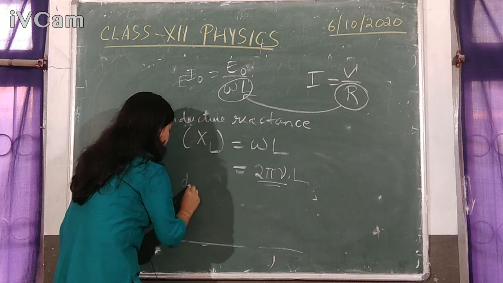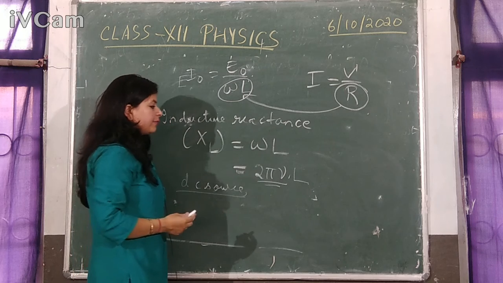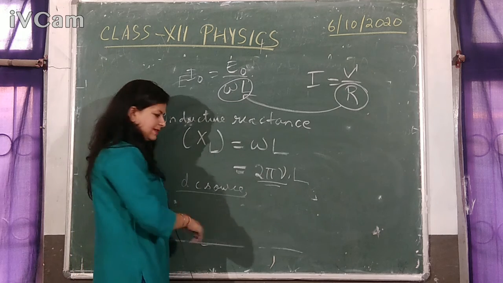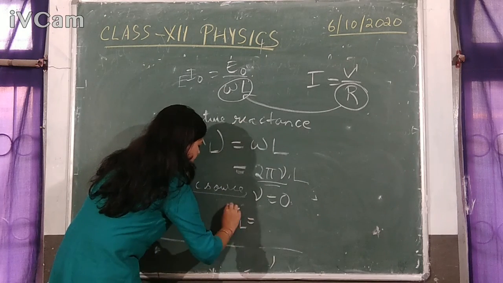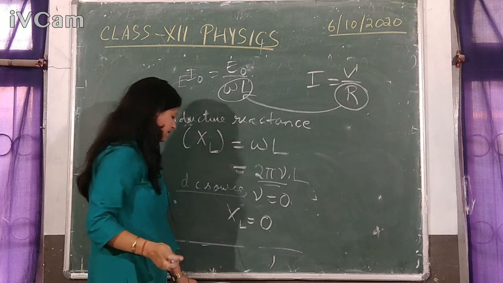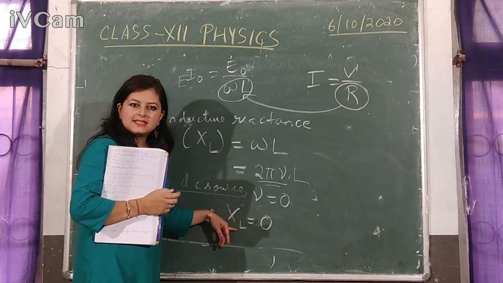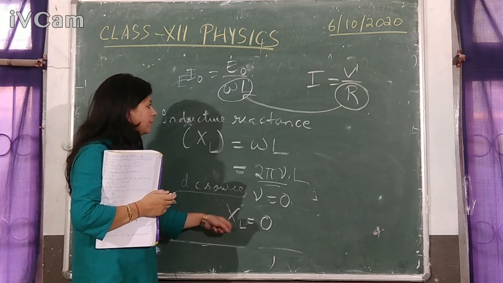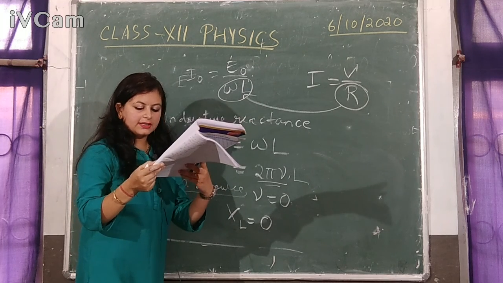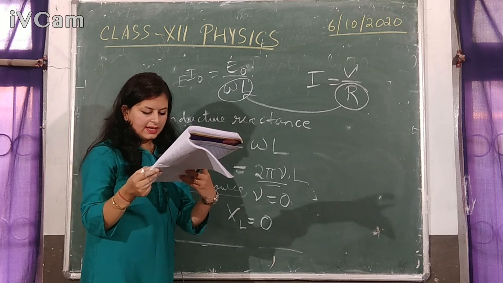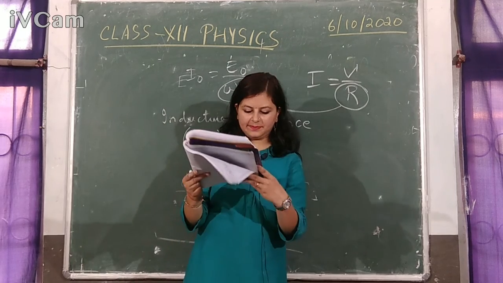Now if it is a DC source, does a DC source have any frequency? No, it is just constant. Here frequency is equal to 0. So XL for a DC source is also equal to 0. That means there is no restriction to the flow of a DC current if you have connected an inductance in the circuit. That means a pure inductor offers zero resistance to DC. It means a pure inductor cannot reduce DC.